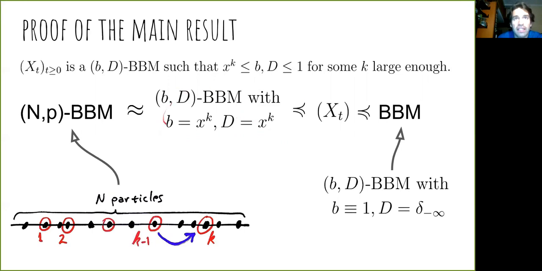Okay, but this process is very close to a particular Np-Bbm. This particular Np-Bbm is the one for which the (k minus 1)th quantile jumps on top of the kth one with probability 1. Okay, but how do we control the velocity of this process? We can do it thanks to the fact that we have the scaling limit.